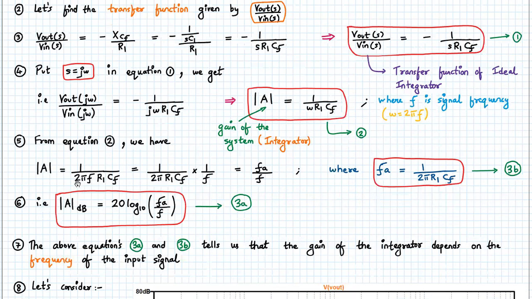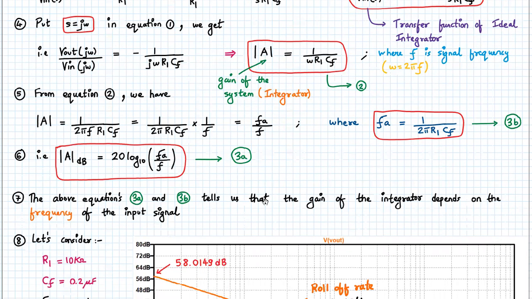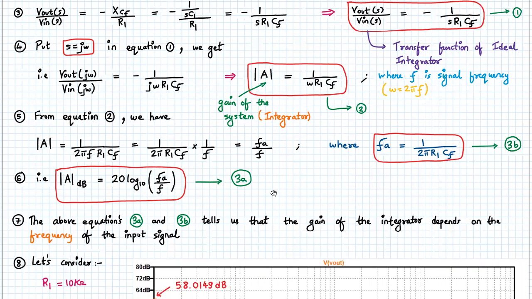And if we take the logarithmic, the gain in dB, mod of A in dB, is given by 20 log to the base 10 of FA upon F. We call this equation number 3a. Now, the above equations 3a and 3b tell us that the gain of the integrator depends on the frequency of the input signal. That is very important: the gain is purely dependent upon the input signal frequency.